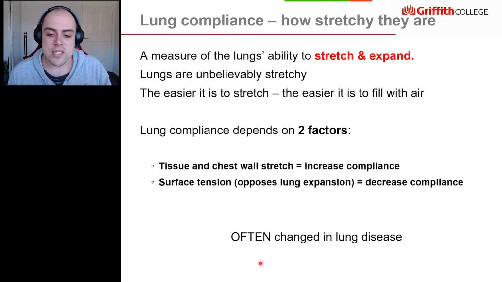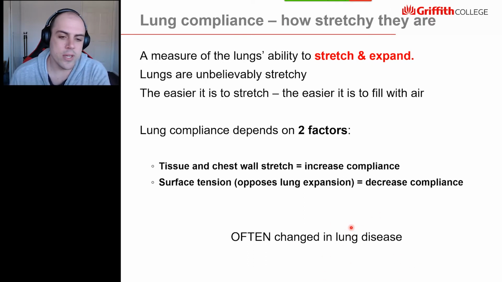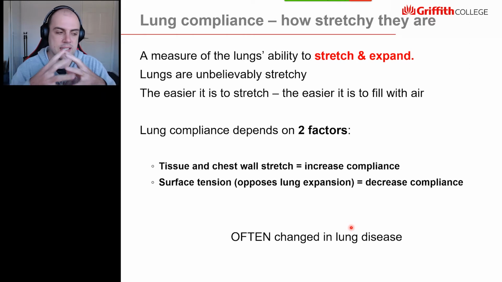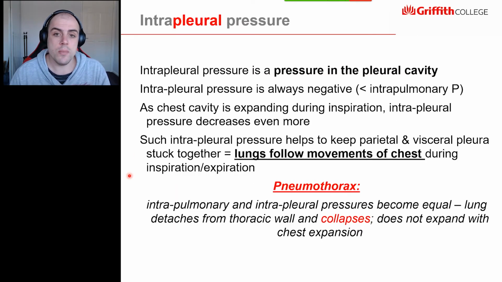Now, where we also see issues with lung compliance is in lung disease. For instance, with emphysema, lung compliance is dramatically reduced, as is the ability for these alveoli to expand and constrict, which is obviously a huge issue when you're trying to breathe. And that is why people with emphysema really struggle to push air into and out of their lungs. Now, forced inspiration and forced expiration, we've already done that, so we're going to soldier on.